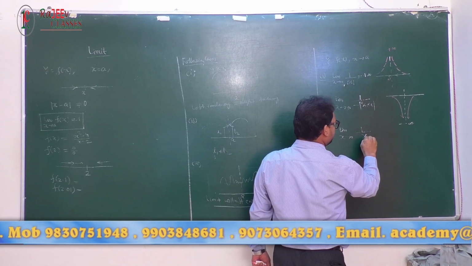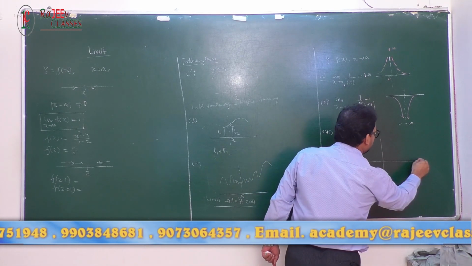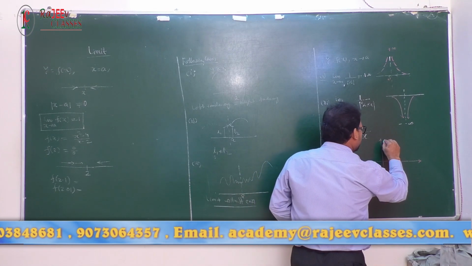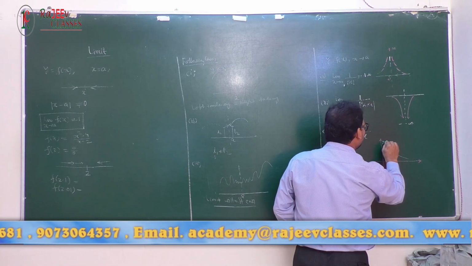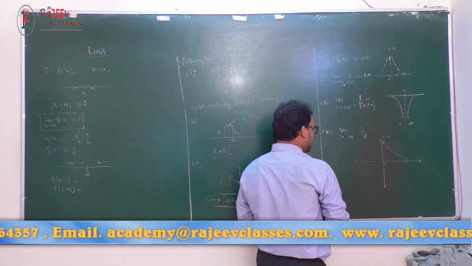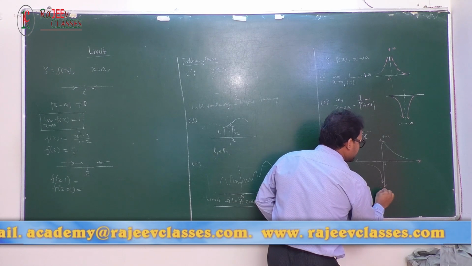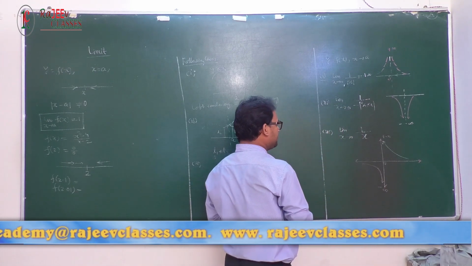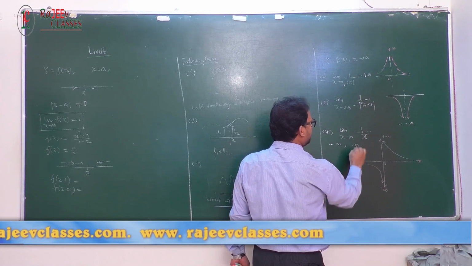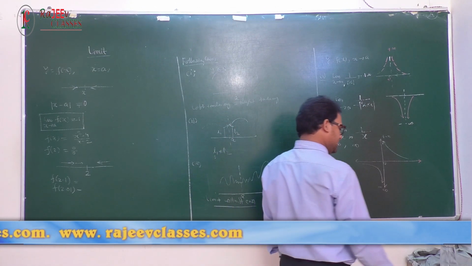Now case 3: limit x tends to 0 of 1 by x. From the graph of this function, we can easily say whether the limit exists or not. Now this function is moving like this. When we move from the right hand side of 0, the function is moving towards plus infinity. But when we come from the left hand side, the left tendency of the function is minus infinity. That means the left tendency is minus infinity and the right tendency is plus infinity, which are not equal. Then we can say that the limit of the function will not exist.